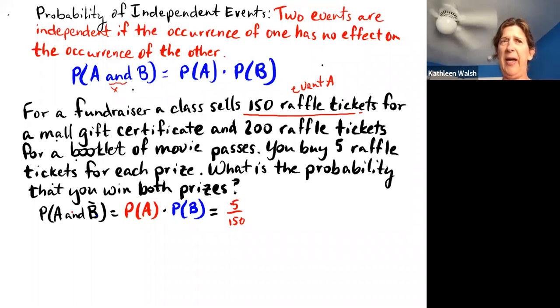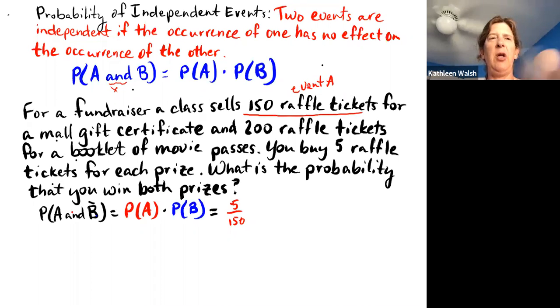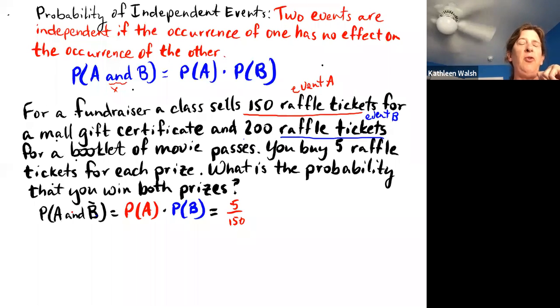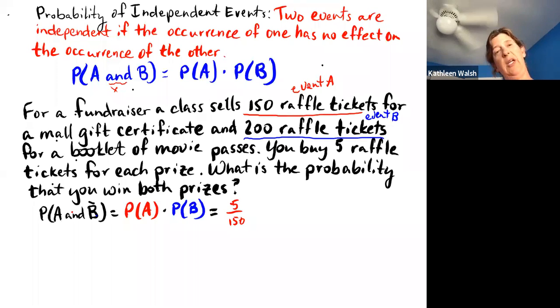Now I have to say, okay, what is the probability of event B? Well, first we have to define event B. And event B, we're going to say, is the 200 raffle tickets for a booklet of movie passes. And we're going to define that right here as event B. Okay. So the probability of B happening, well, how many tickets do you buy? It looks like the question says 5 tickets were purchased. Out of how many? 200.